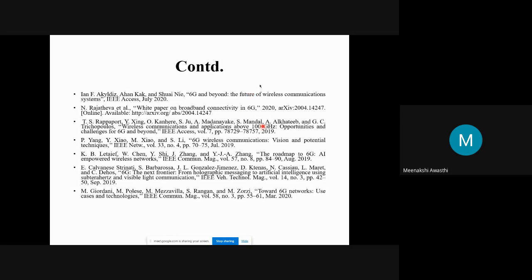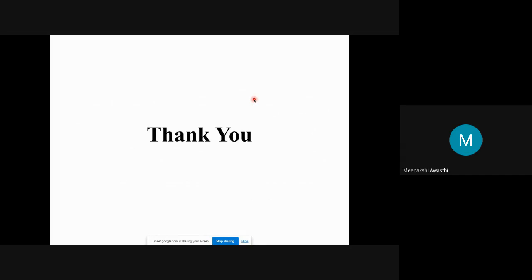This is a very latest paper. This has been published in July 2020, and this is also a 2020 paper. So you will get a lot of knowledge about 6G and beyond with the help of these two papers.